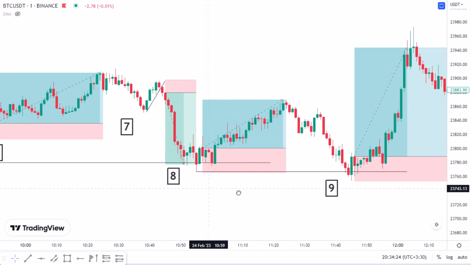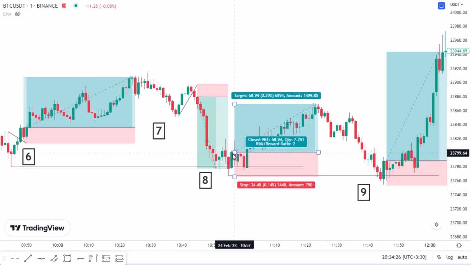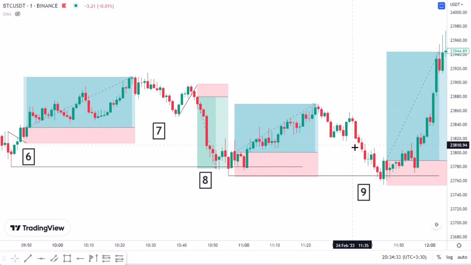Moving to the next position, I told you trade 8, didn't I? Yeah. Here we have a support line, I told you. We enter the position here, put our stop loss somewhere safe and look for RR2, which gives us our target.